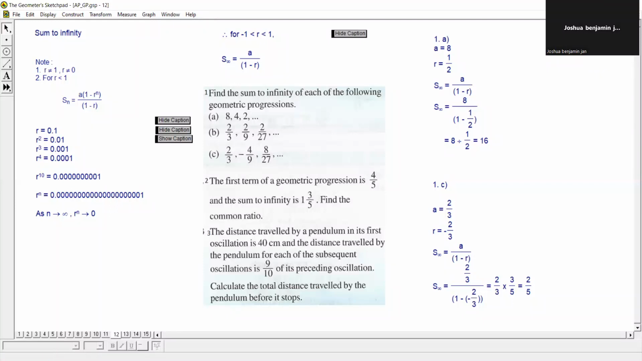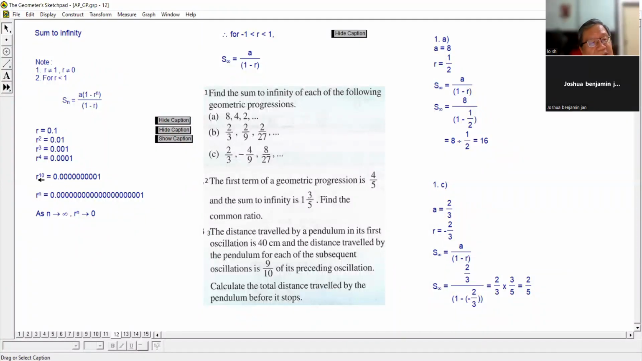Okay. Now, if the number becomes smaller and smaller, you will have 0.000001. Do you know how big is this number? I don't know. I know it's very, very small already. Now, let's say I have a number r to the power n, and this is 0.000001. The bigger the n, the more zeros I have. The more zeros I have, the smaller will be the answer.